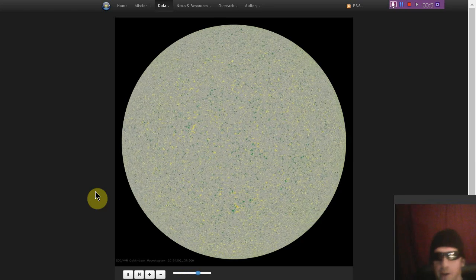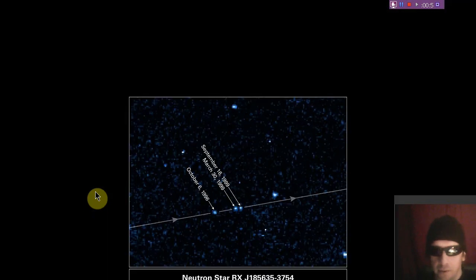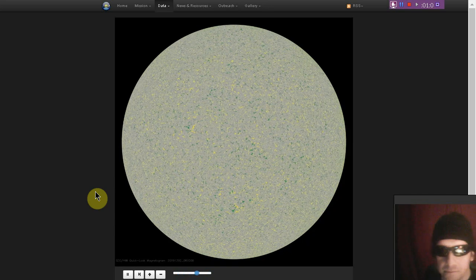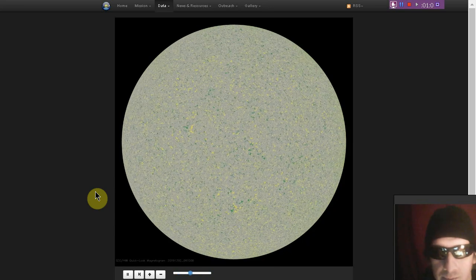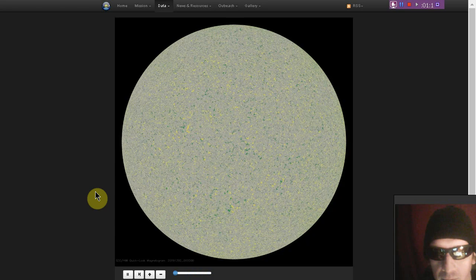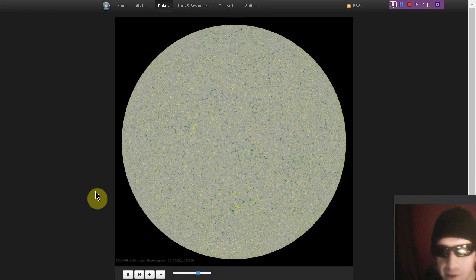First, we're going to look at the colorized magnetogram. And yes, I showed you that on purpose. RxJ185635-3754. We'll get to that toward the end of the video. We don't see any kind of sunspots. Magnetic activity is not looking particularly complex.